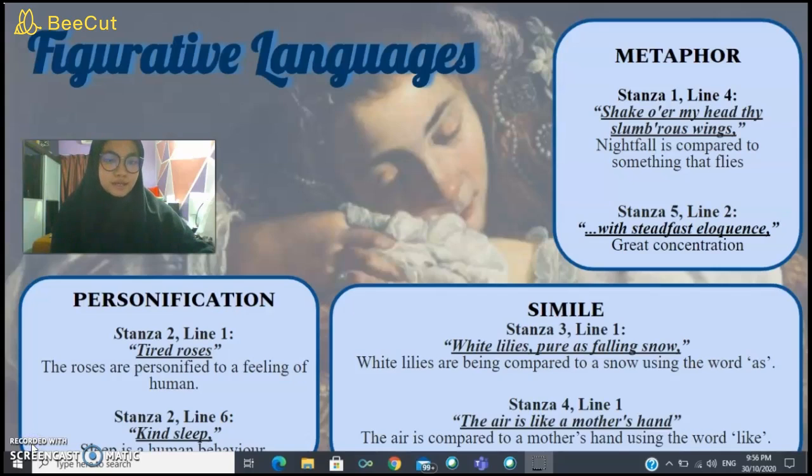Next example we can see is on the fifth stanza and at the second line with steadfast eloquence. This means great concentration. This means that when we contemplate our fate and pray with good concentration, God will eventually open our hearts and we will feel calm again regardless of our situation. This also indicates that the poet has a religious side in her through delivering this poem.